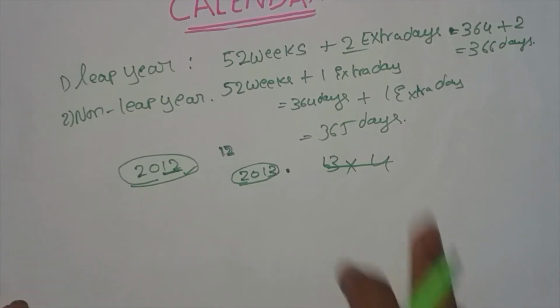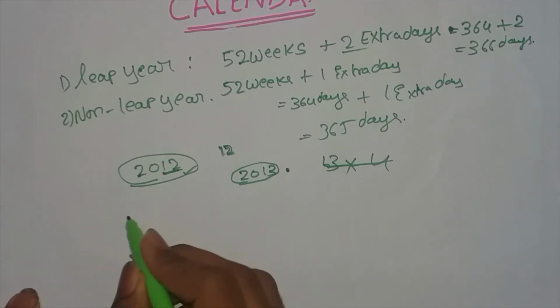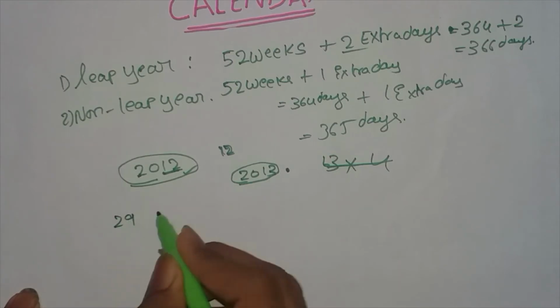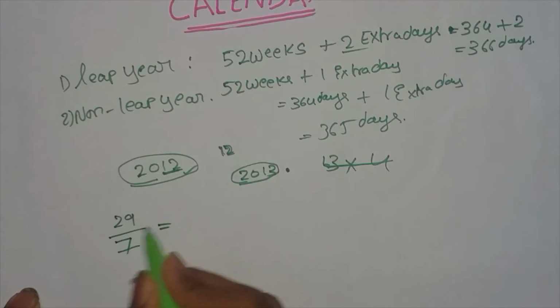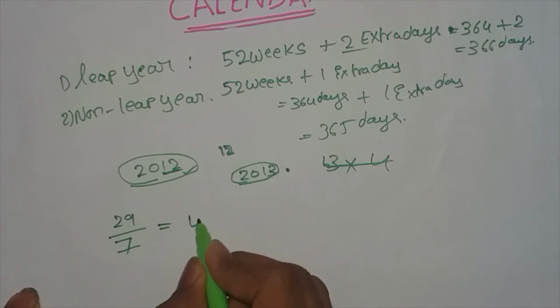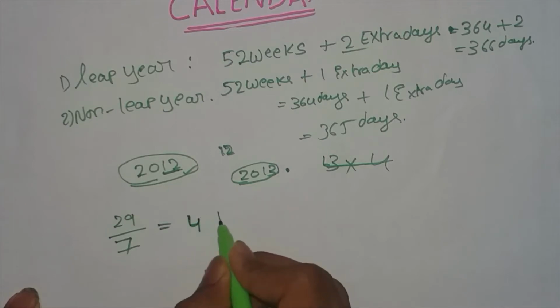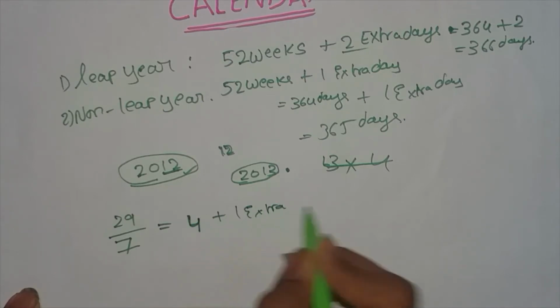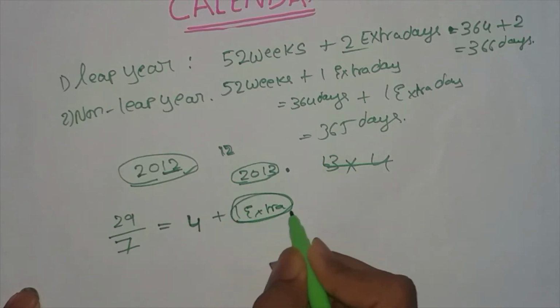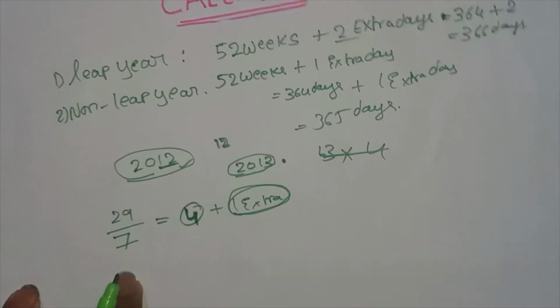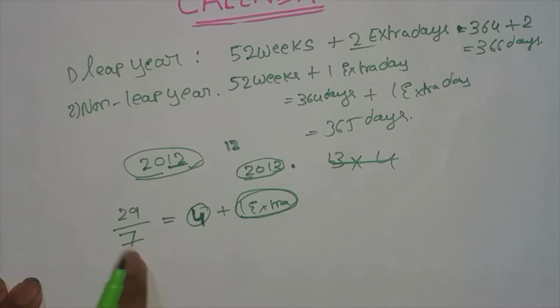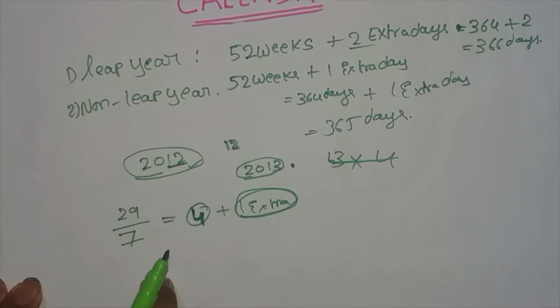So how do we find the odd days of the given question? Suppose there are 29 days; you divide it by 7. How many odd days are there? 7 fours are 28, so one extra day is there. This is called an odd day, and 4 means 4 complete weeks. This is the method: by dividing by 7, you will find the number of odd days.